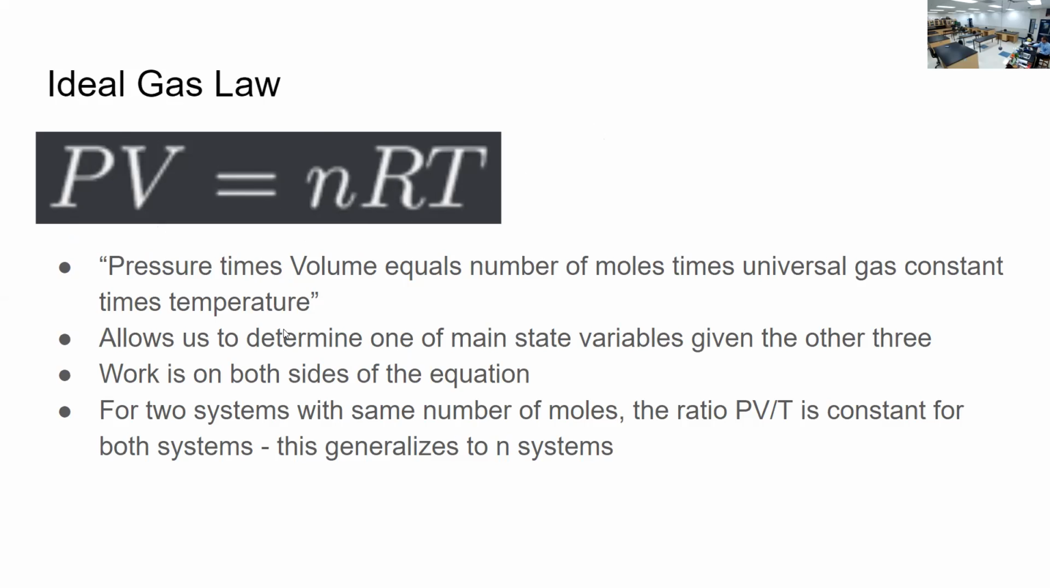And so if you have three of the key state variables, pressure, volume, number of moles, and temperature, then you can determine the fourth one. And if we have the same number of moles in a few different systems, then the ratio PV divided by T will always be constant.